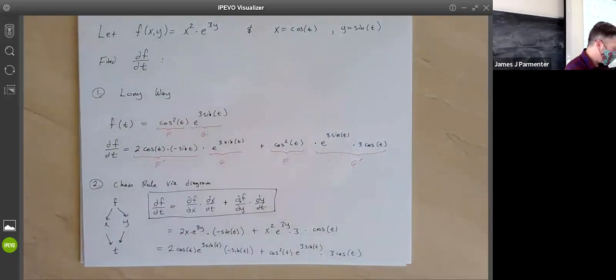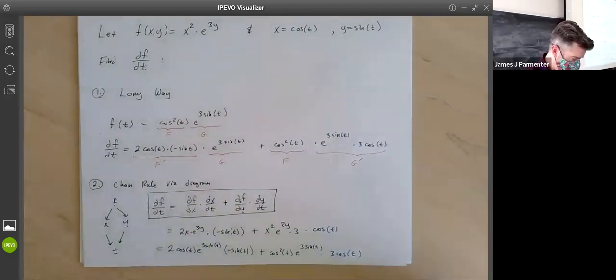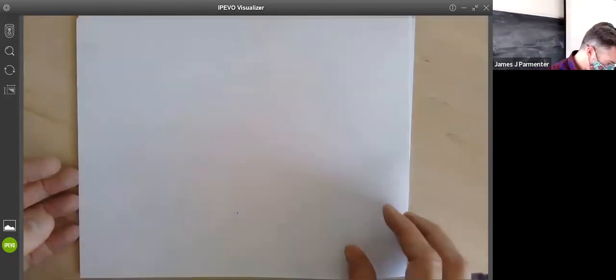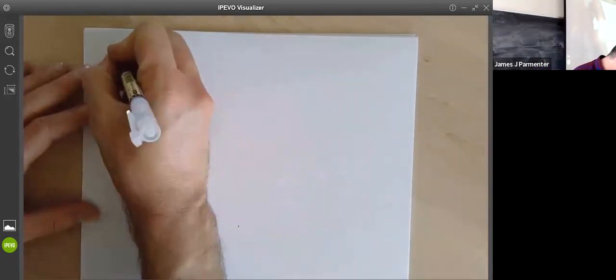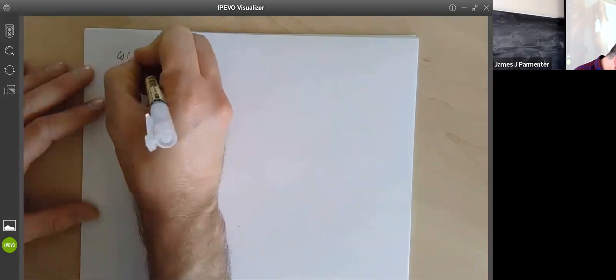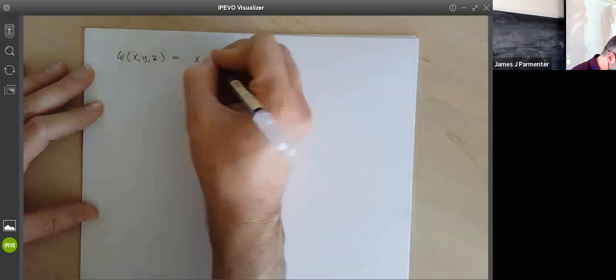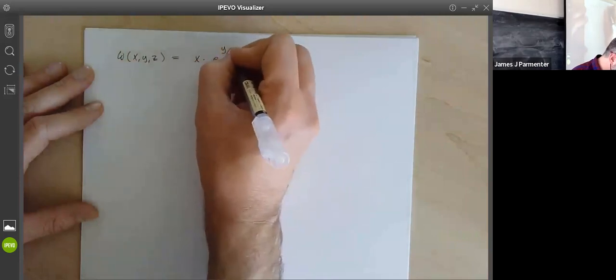So it can be more challenging. We could look at something like w as a function of x, y, and z equal to x times e to the y over z.